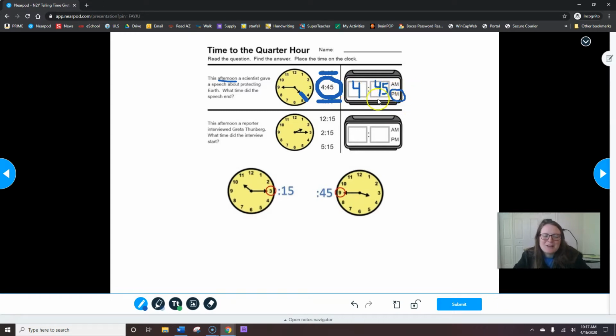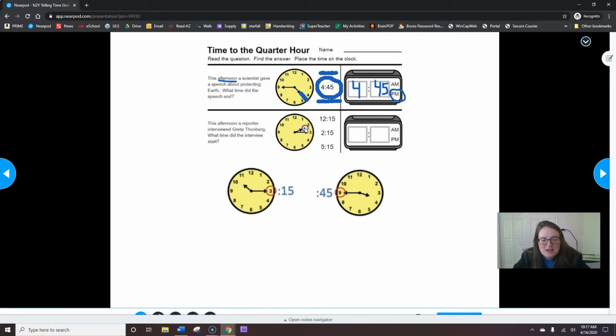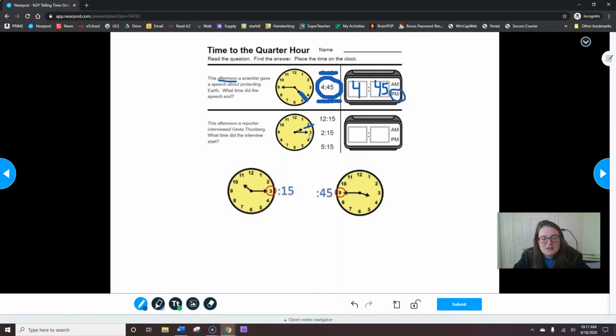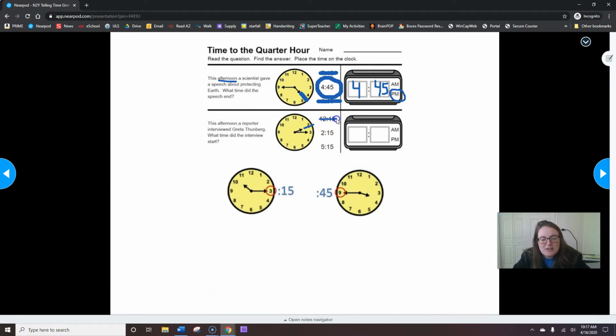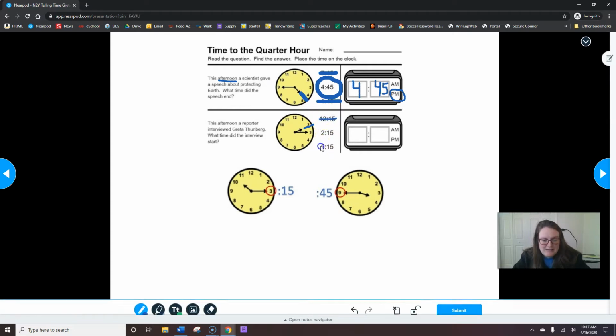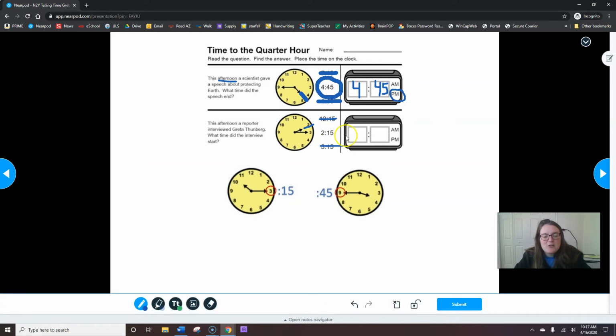We have one more problem left, and you're all done with math for today. Great job. Ready? This afternoon, a reporter interviewed Greta Thunberg. What time did the interview start? So here we have a clock. We need to look at the little hand first. My little hand is in between the 2 and the 3. Did it get to the 3 yet? No, so it's still 2. So it's not 12:15. It is 2:15. It's not 5:15. So now all I need to do is check the minute hand to make sure it says 15 when it's pointed at the 3.